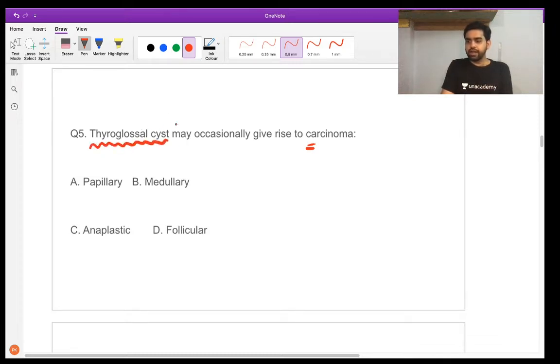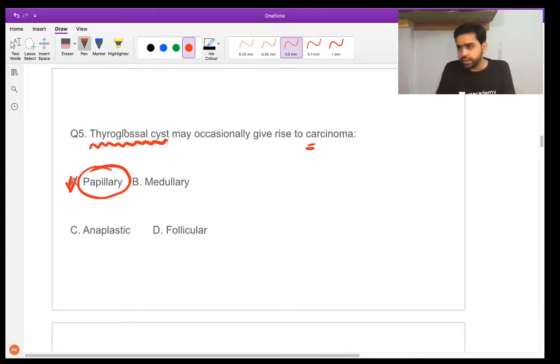Most common malignancy arising from a long-standing thyroglossal cyst. What is the answer? Shraddha is saying papillary, Madhu is again saying papillary. Very good, guys. So the carcinoma arising from a long-standing thyroglossal cyst is in fact papillary. Okay, so it is an important thing. It is a very good, repeated MCQ. Papillary is the most common.